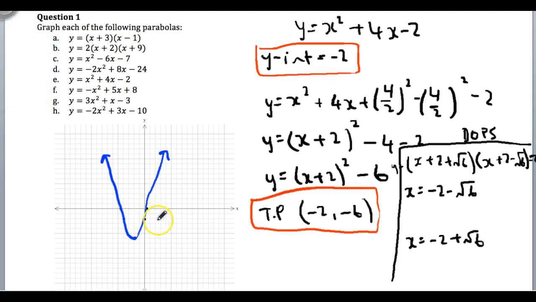Okay. So, really can't be bothered putting all these points in, but I will. So now, usually we write the positive number first, so I'm going to do that. Root 6 minus 2, and this one here, well, they're both negative, so it doesn't really matter. -2 minus root 6. And then your turning point is at -2, -6, and then our y-intercept is at -2.